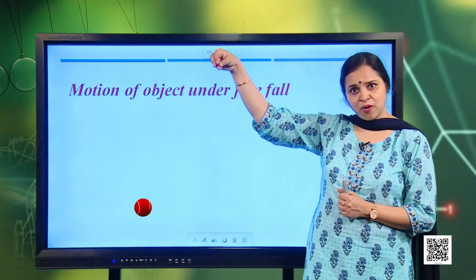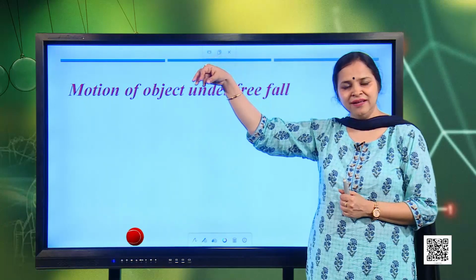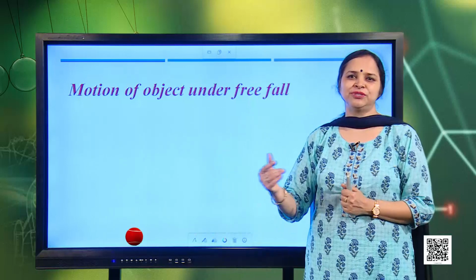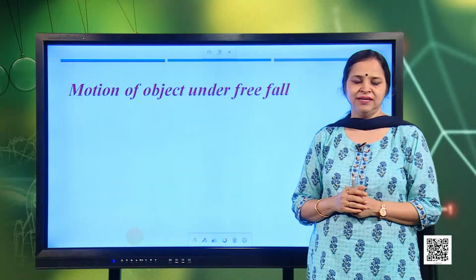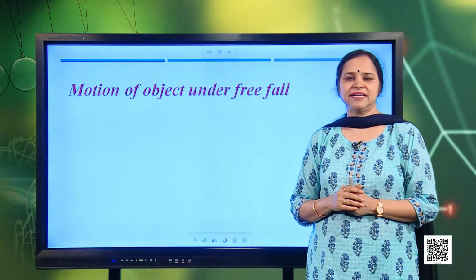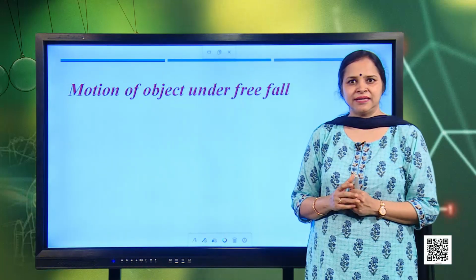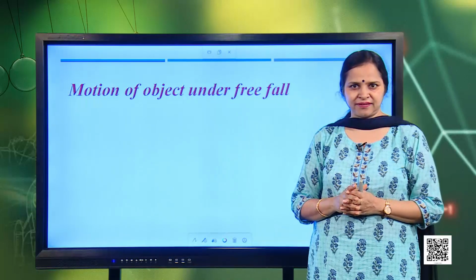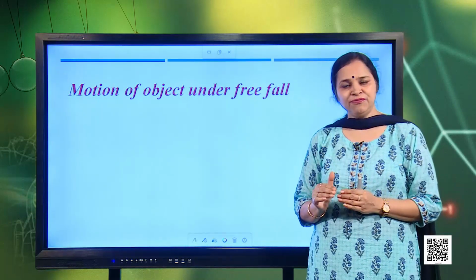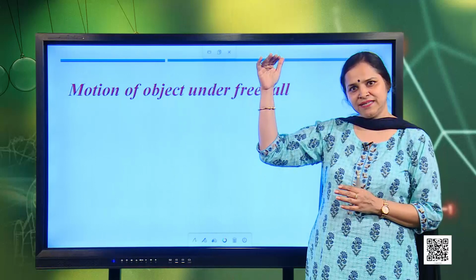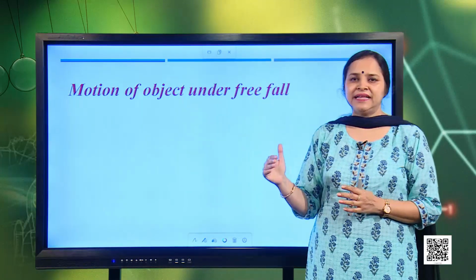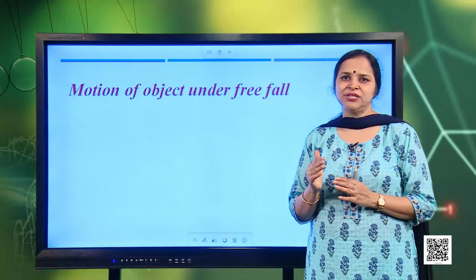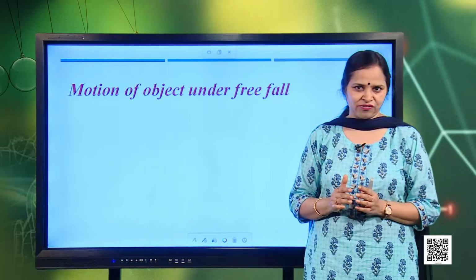When you drop a ball, you just release the ball from your hand, then it moves under the influence of gravity alone, and such a motion is termed as free fall motion. In such motion, we just ignore the impact of air resistance. Also, if the distance traveled by the object is much lesser than the radius of the earth, then the value of acceleration due to gravity is taken to be constant.